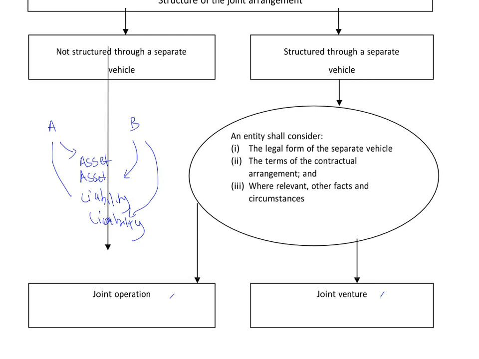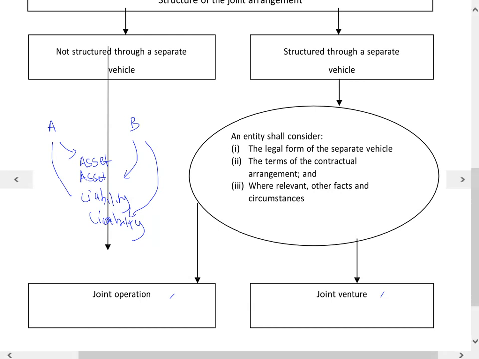So what we have here is a joint arrangement. Joint arrangement is when we have a joint control together. And this is known as joint operation because we do not have a separate vehicle. The separate vehicle means separate company. No separate company is set up. The arrangement here is I will contribute my own asset, and you will contribute your asset. I will contribute my liability. Whatever income that we earn here will be shared, as per the agreement. It can be 60-40, 70-30, or 50-50.